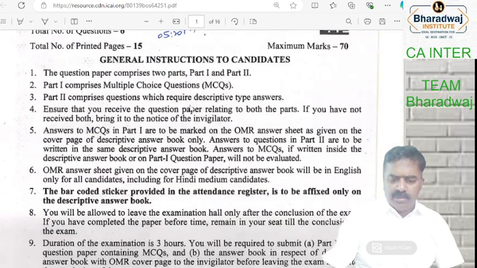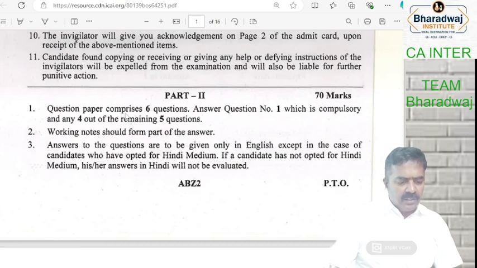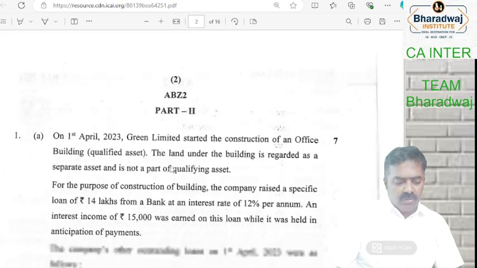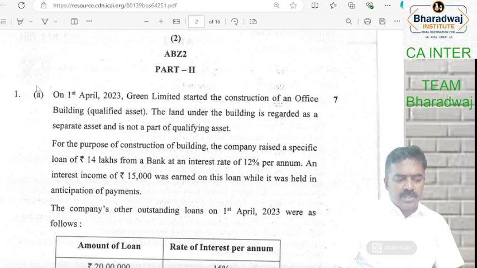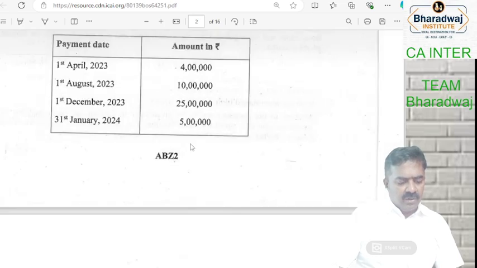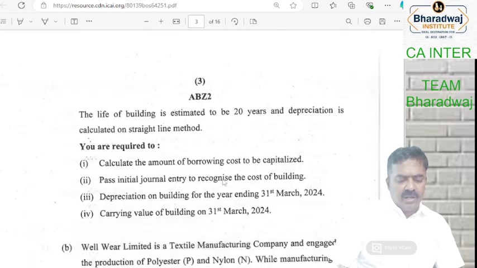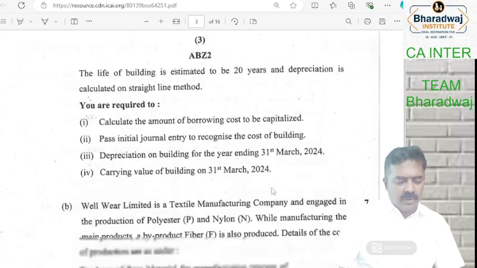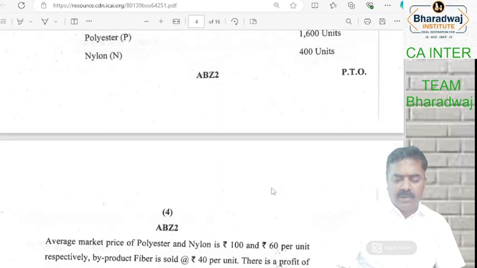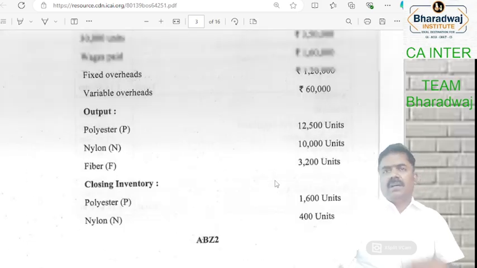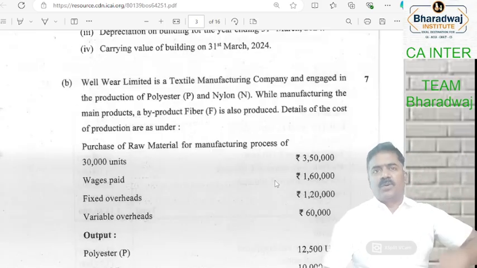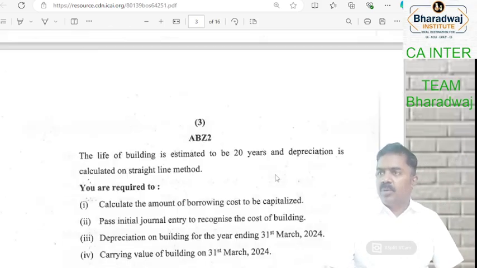Part 1, multiple choice questions. This is Part 2. In Part 2 there are 6 questions. Answer question number 1, which is compulsory, and the remaining 4. What do you mean by compulsory question? This question you must answer compulsorily. Look at this, there is a question given. They will ask you to find out borrowing cost, etc., by applying the accounting standard. 7 plus 7, how many marks? 14 marks. This can be like 5 plus 4 also. So this is question number 1.